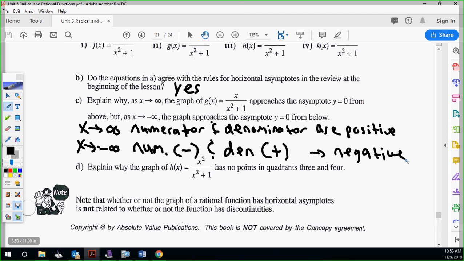Explain why the graph of h of x has no points in quadrants 3 and 4. So why does it have no points in 3 and 4? So why does it never go below? Because below is what? Everything squared is always going to be? So the whole thing's never going to be in the negative section. So there's no chance for negative values. Okay?